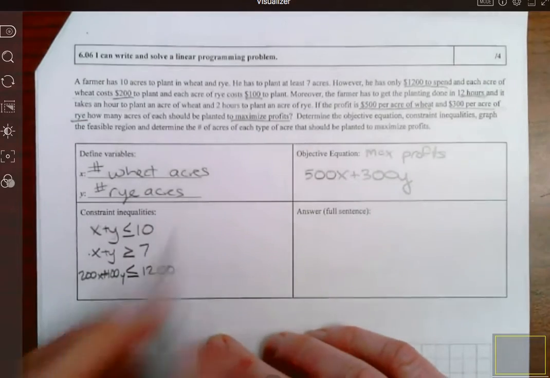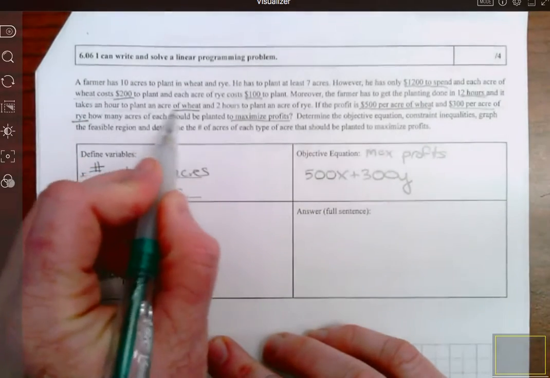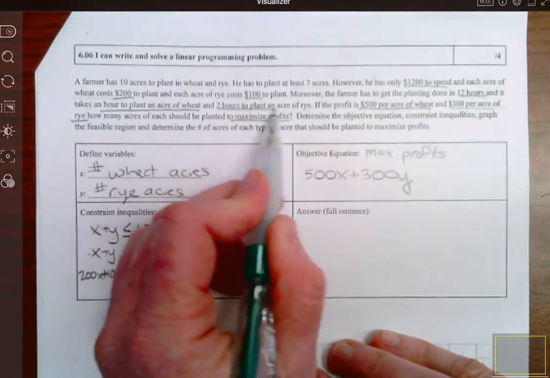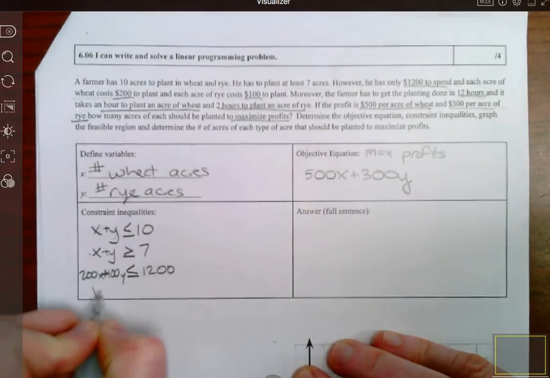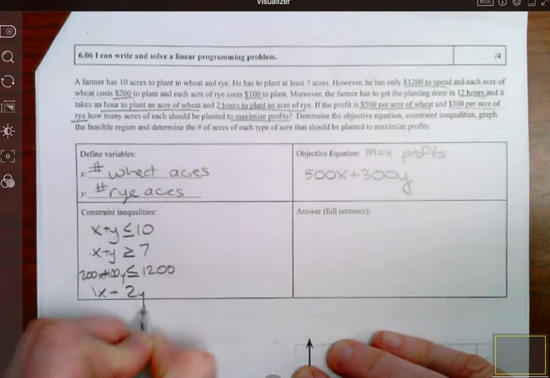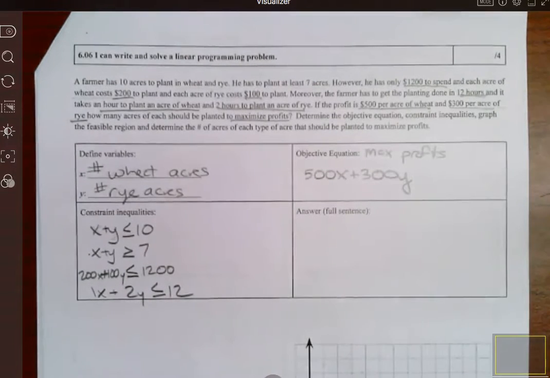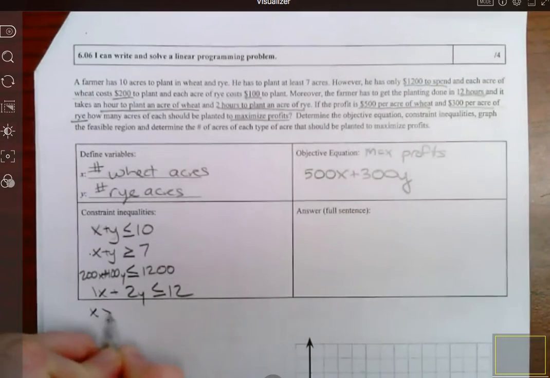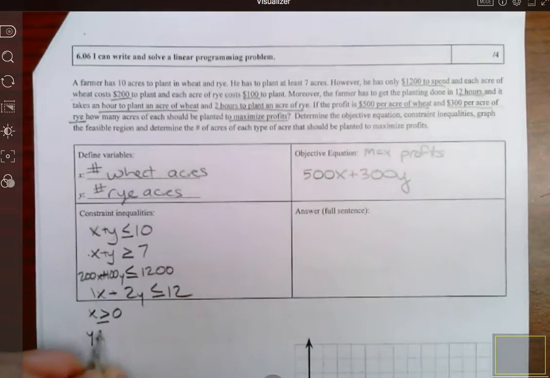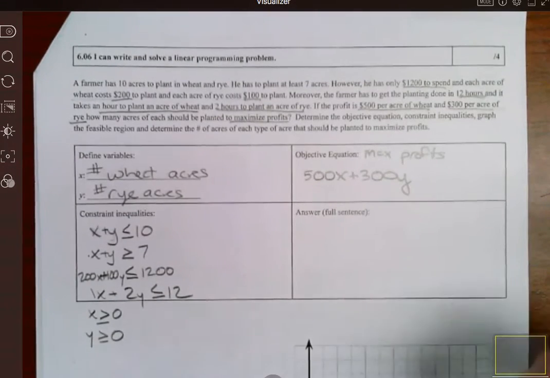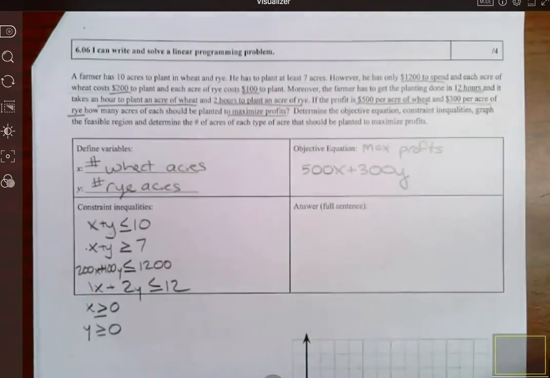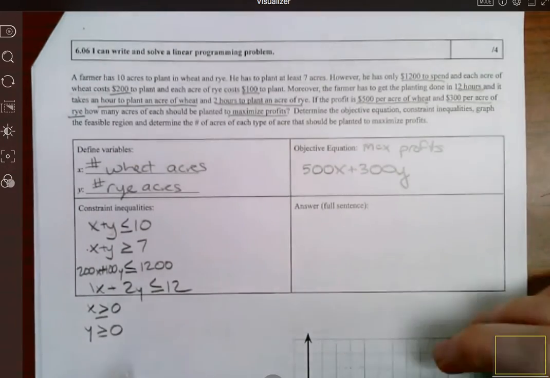He has to get the planting done in 12 hours. It takes an hour to plant the wheat and 2 hours to plant the rye. 1 hour to plant the wheat, 2 hours to plant the rye, and that's a maximum of 12 hours. Wow, that's a lot of constraints. And of course, we can't plant a negative number of acres. Okay? All right, so we need to come up with our intercepts if we want to graph our feasible region.